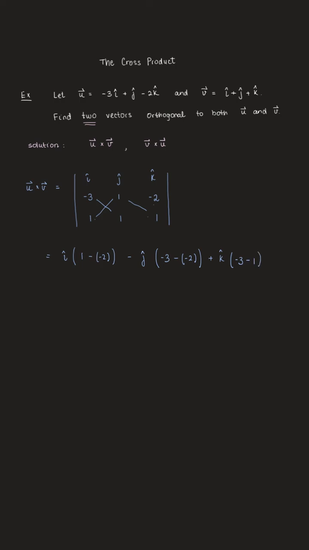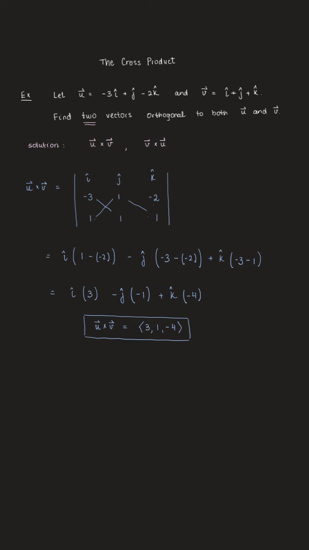And so simplifying this a little bit, we have i hat, this is 1 plus 2, which is 3, minus j hat, -3 plus 2 is -1, plus k hat, and that's a -4. So we have u cross v is the vector 3, 1, -4. And this vector will be orthogonal to both u and v.